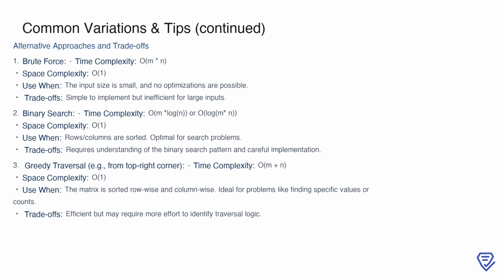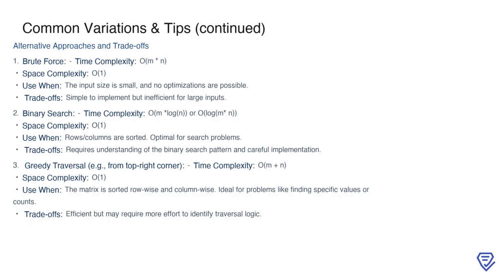There are multiple approaches to solving matrix problems, each with its own trade-offs. Brute force, for example, involves iterating through every element, with a time complexity of O(m * n), and space complexity of O(1). While simple to implement, it's inefficient for larger matrices. Binary search offers a more optimal solution when rows or columns are sorted, reducing time complexity to O(m * log n), or even O(log m * n), under certain conditions, while maintaining a space complexity of O(1). However, it requires a solid understanding of binary search logic to implement correctly.